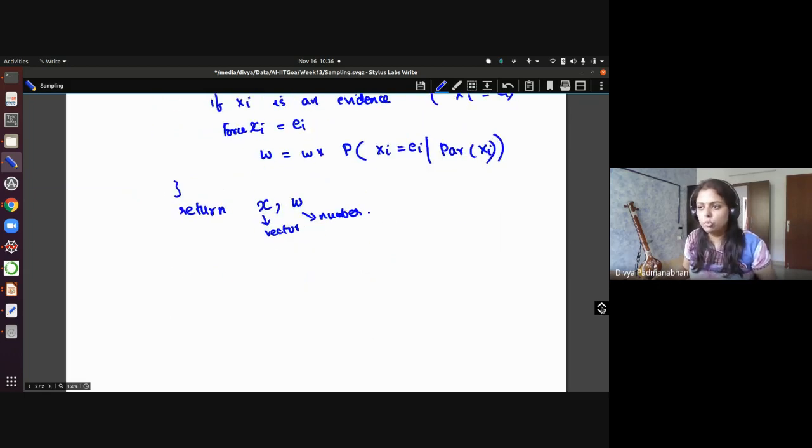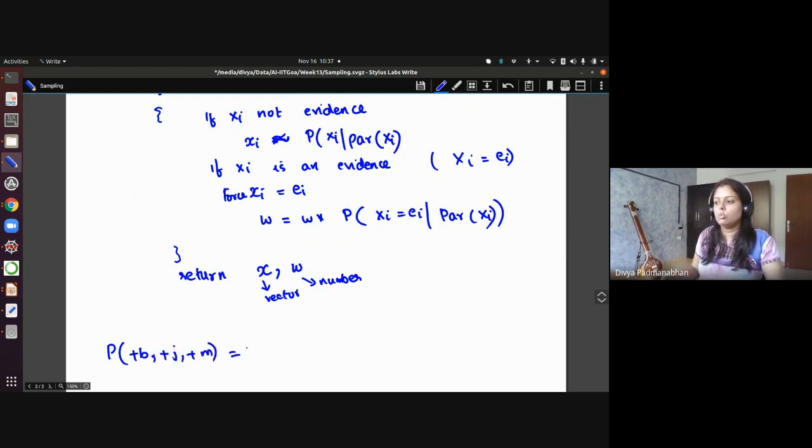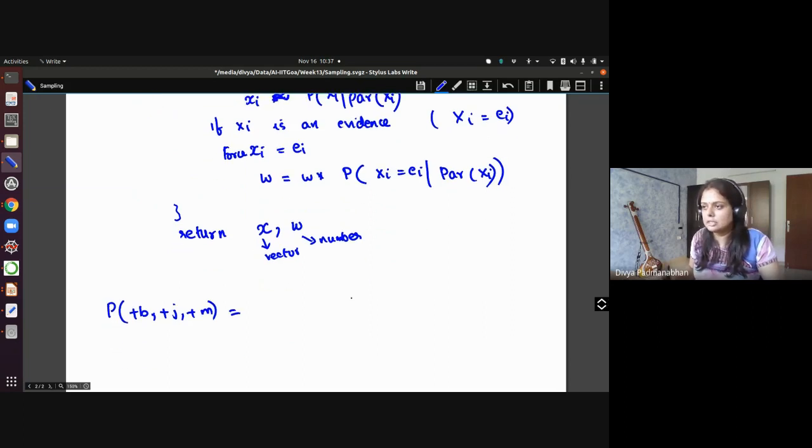And finally, to evaluate your query, what you do is you just take the sum over all ws. So let's write it more formally. Probability of plus b, so let's suppose I'm trying to evaluate this probability. So what this would be is just the summation over all the weights. So I hope that's clear, right?